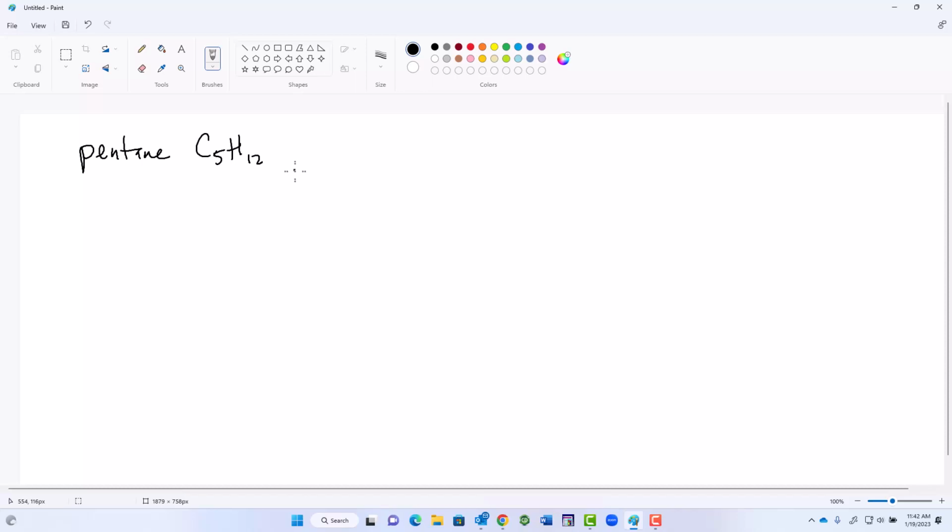So I have C1, 2, 3, 4, 5. So this is our linear structure for C5H12. And if we count the carbons, we see we have 1, 2, 3, 4, 5. So we're at C5. We have 3, 4, 5, 6, 7, 8, 9, 10, 11, 12 hydrogens. So we are at C5H12. Now, how would we go about drawing the constitutional isomers of pentane? This would be probably the first structure you would notice.